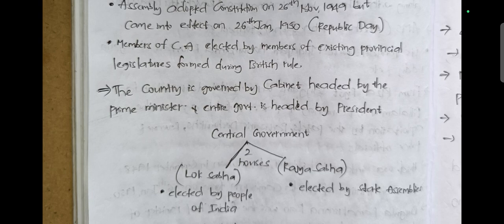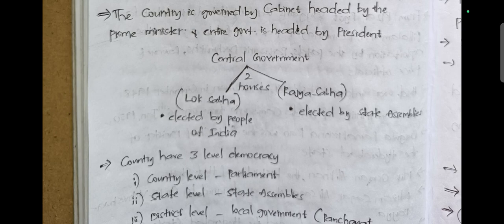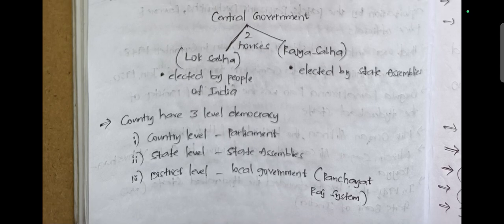The central government generally consists of two houses. One is Lok Sabha and the other is Rajya Sabha. The members of Lok Sabha are elected by the people of India, whereas the members of Rajya Sabha are elected by state assemblies. The country has three levels of democracy. The first is the country level, which we call Parliament, the second is the state assembly, and the third is the district level, which is local government, which we call the Panchayati Raj system.